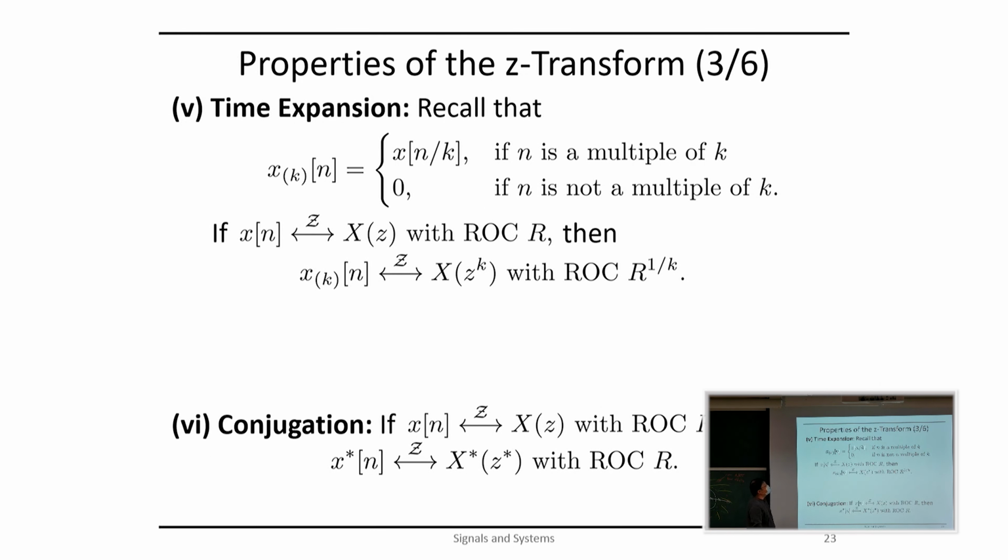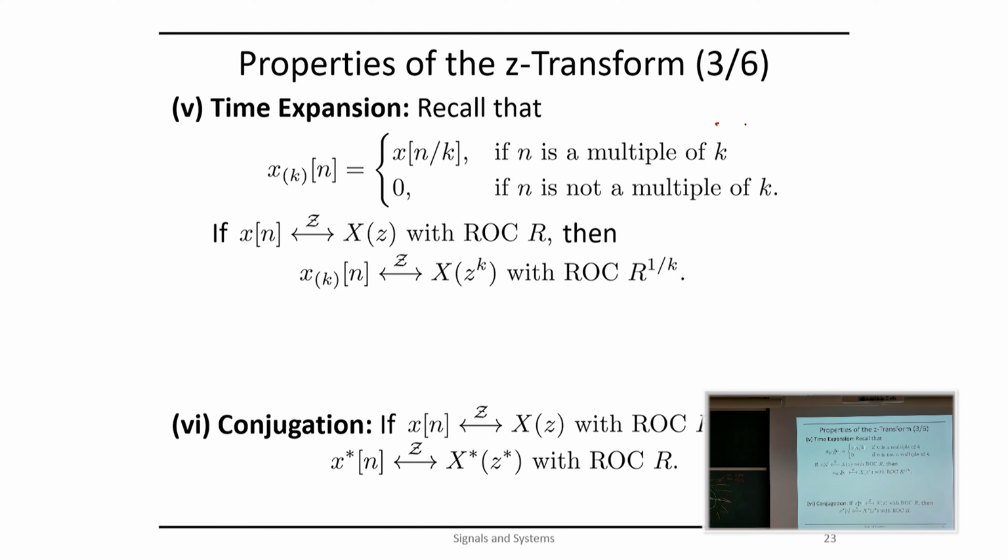So this is time expansion. If you recall, in discrete time we cannot compress and expand the signal arbitrarily, okay? Because in discrete time, the indices must be integers, okay? So the only related procedure that we can do is this time expansion, okay? In time expansion, if you recall, we define this signal x_k[n], which takes on the value x[n/k] when n is a multiple of k and 0 otherwise. So what this does is basically take the original signal x[n] and insert k minus 1 zeros in between every two samples. Okay, so you're sort of stretching this discrete time signal by inserting k minus 1 zeros in between. Okay?